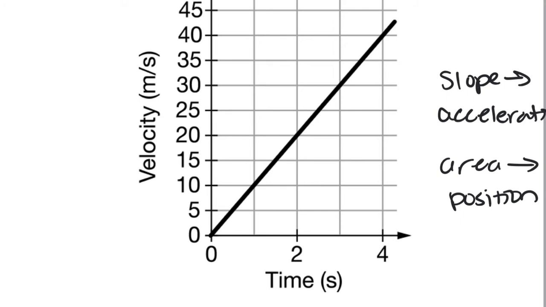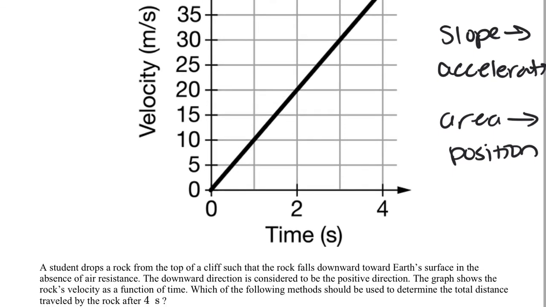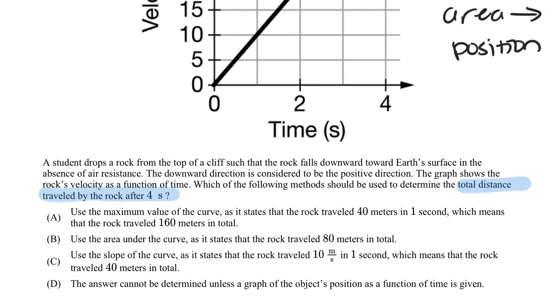Okay, so let's see what I'm trying to look for in the question. The question wants us to determine the total distance traveled by the rock after 4 seconds. So it's asking for distance. If it's asking for distance, then we can look for something about area in our answer. If we want to find area in the answers, I can see area here already, and therefore that's my answer. Bada bing, bada boom.